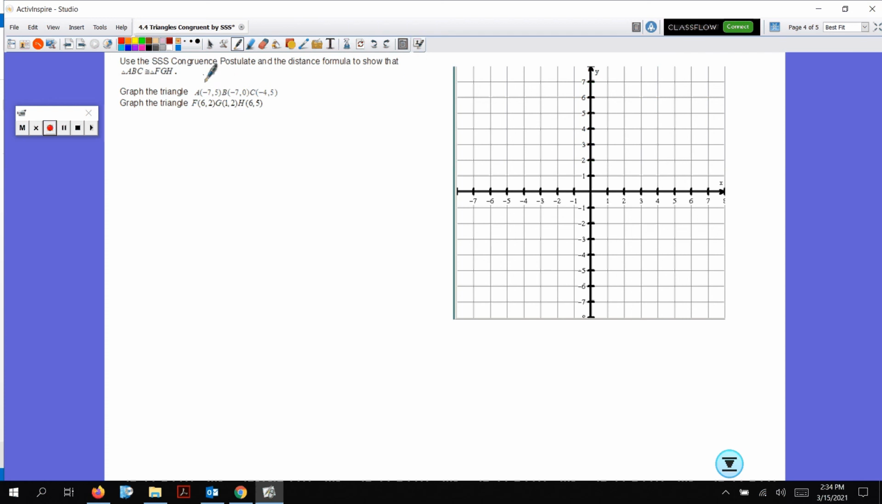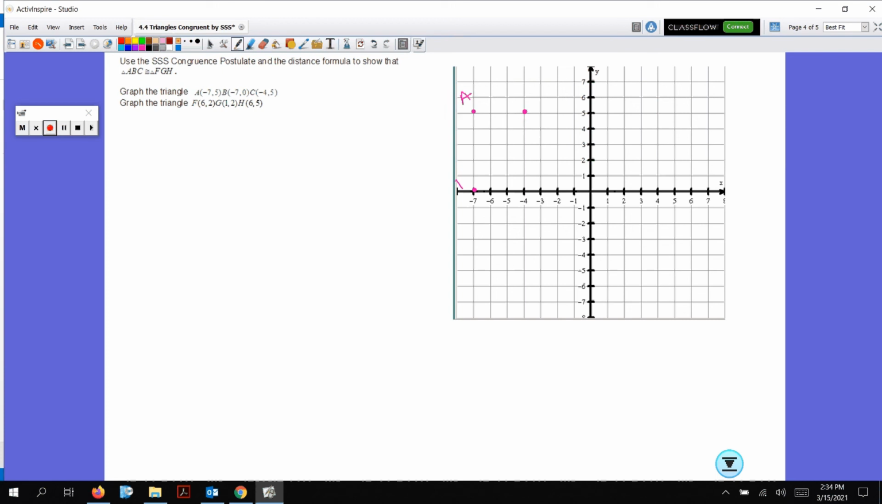All right, so what I want you to do is graph the triangle, okay? So my first triangle, ABC, we're going to graph that here. So A is -7, 5, so -7, 5 is right here. Then B is -7, 0. That's going to be right on the x-axis. And then C is -4, 5. Right here.